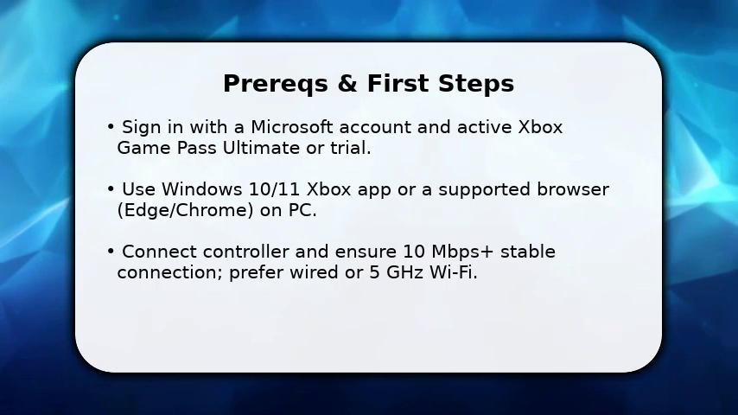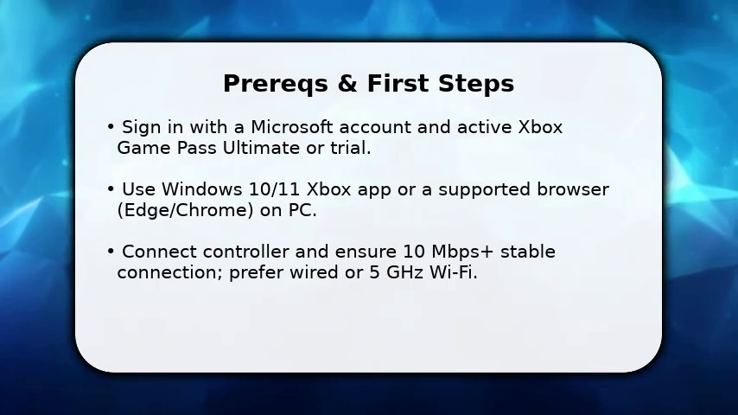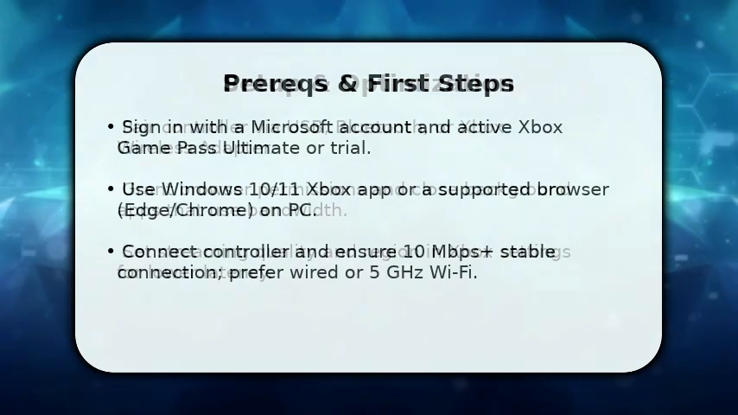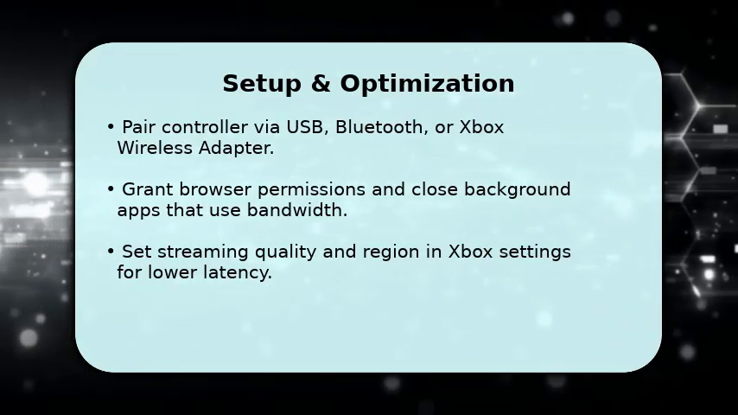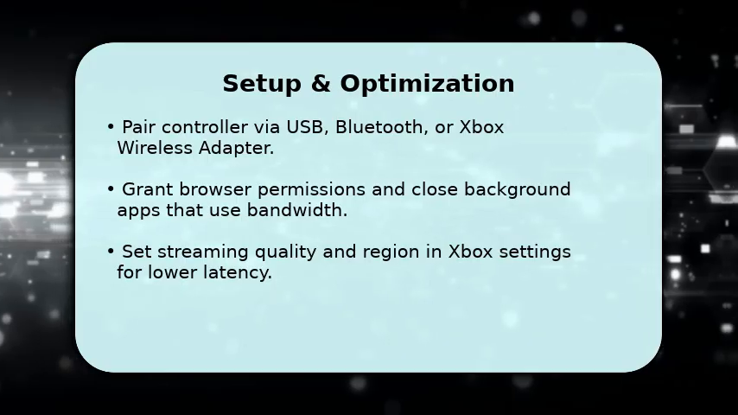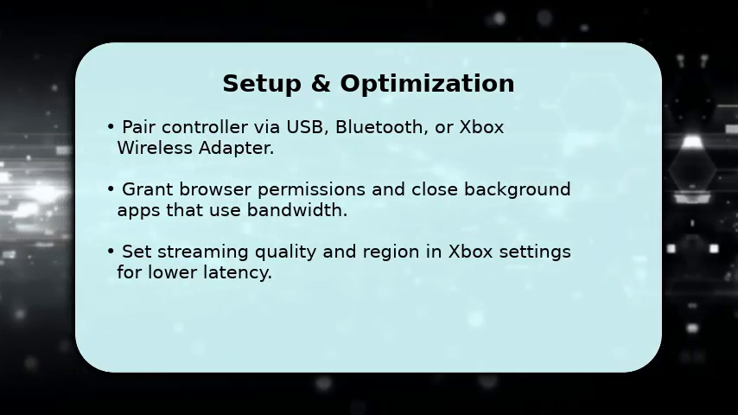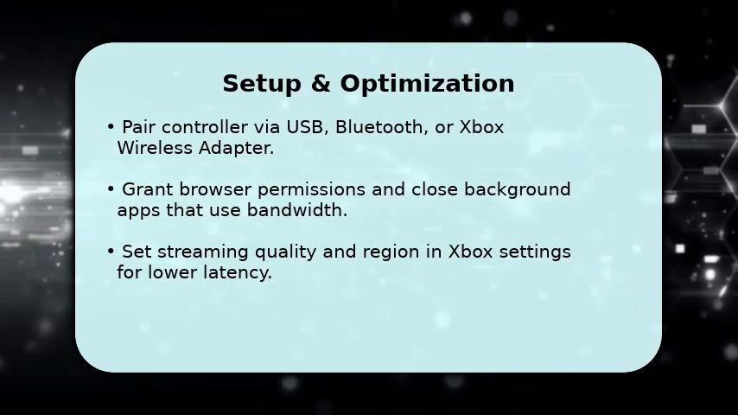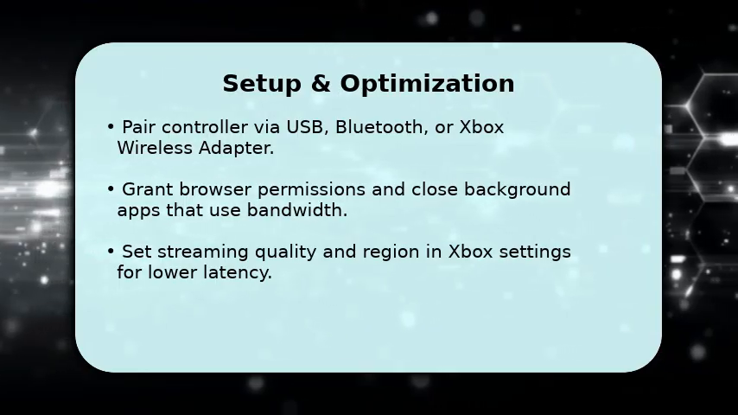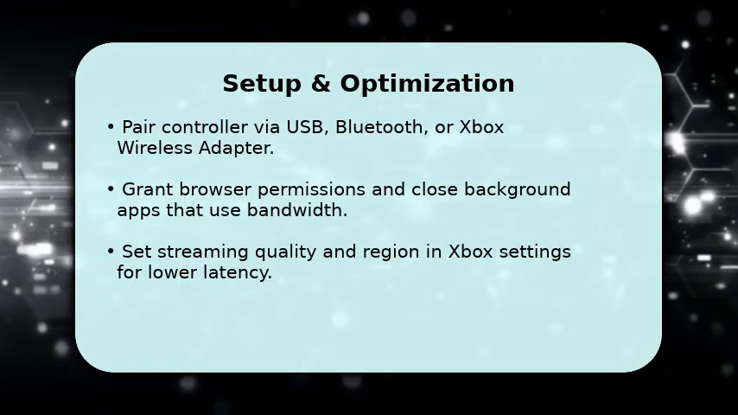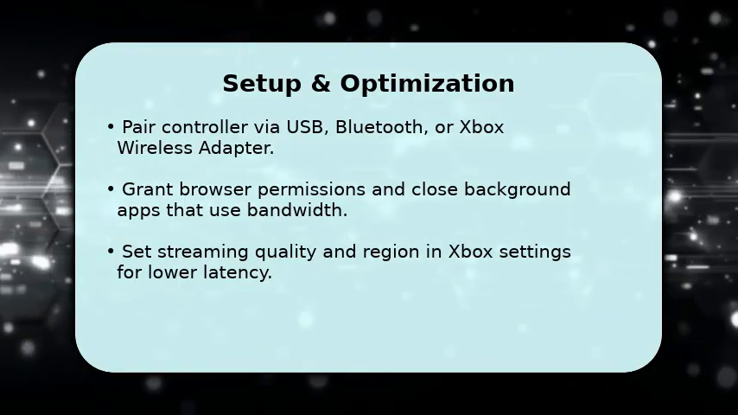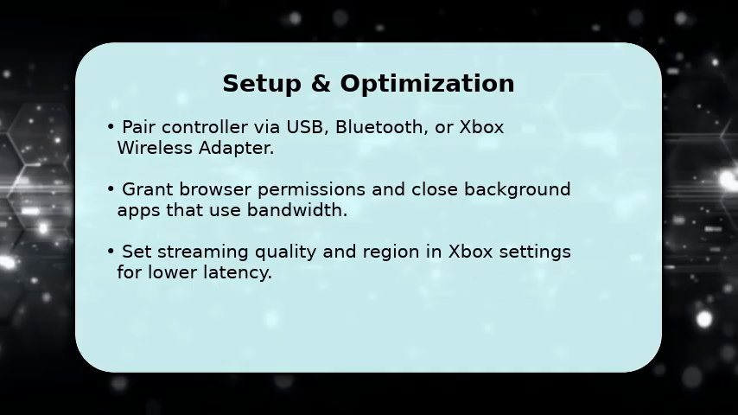Next, pair and optimize. Connect your controller by USB, Bluetooth, or the Xbox wireless adapter so inputs are immediate. Then give the browser or app necessary permissions and close streaming-heavy background apps to free bandwidth. Once paired, open streaming options and choose the best quality for your connection. Lower quality reduces lag, higher quality improves visuals. Also confirm your region and language settings to match servers.